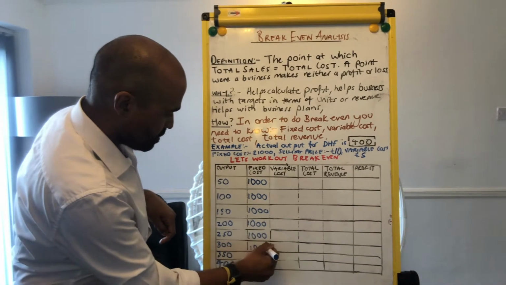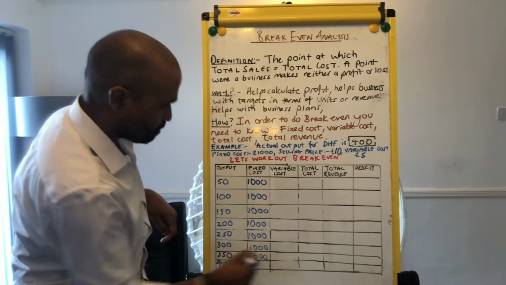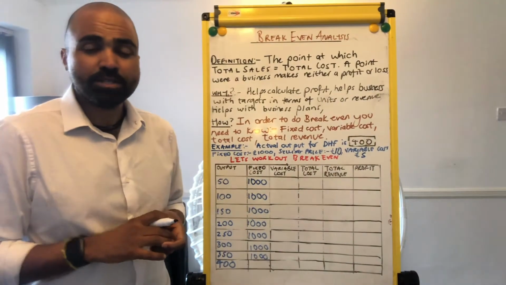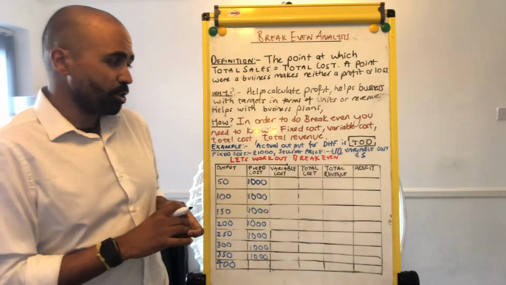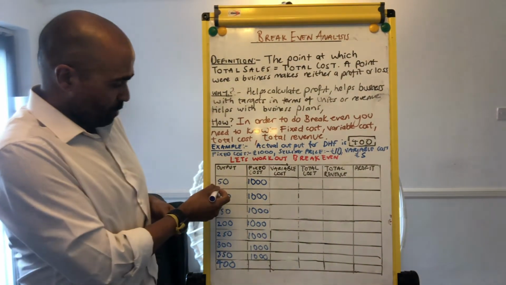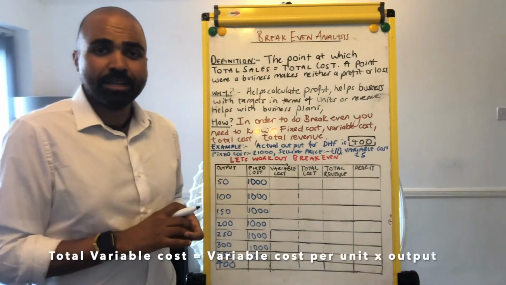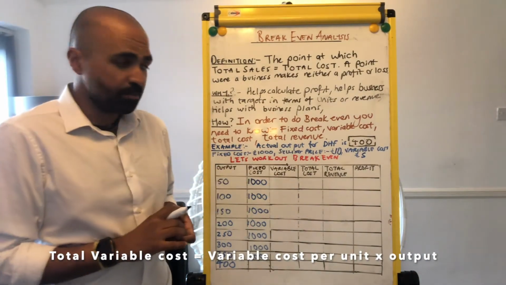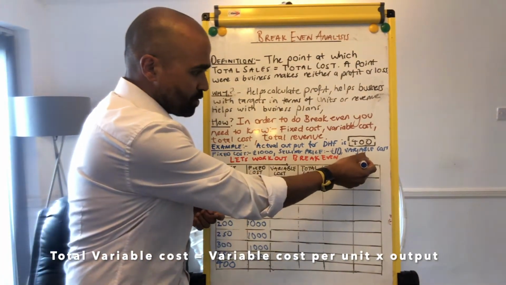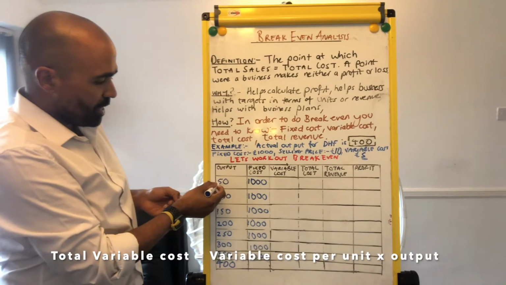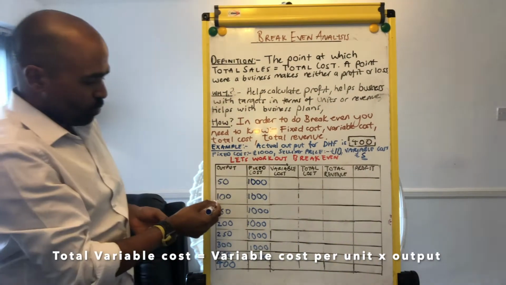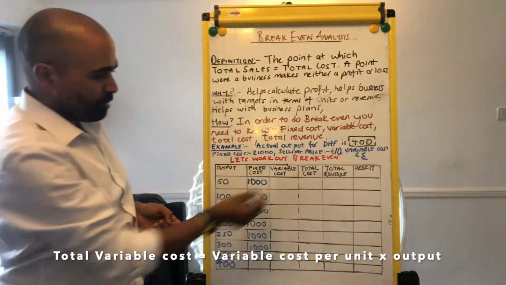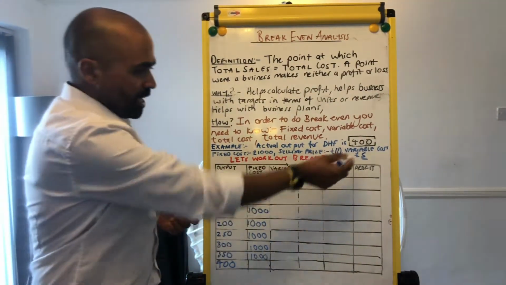So we put 1,000 in all the way down. Then we work out variable cost. Now variable cost changes with output. So to work out variable cost, we have to multiply how much the output is by how much the variable cost per item is. So we times that, which is 5, multiplied by these figures here. So 5 times 50, 5 times 100, 5 times 150, 5 times 200, etc, etc.